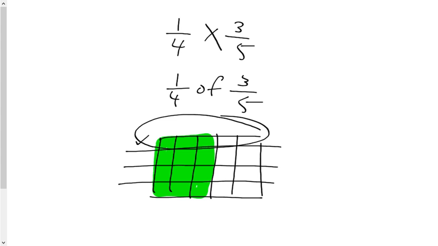So it used to be divided into 5 parts. Now it's divided into 20 parts, 3 of which I get to keep. So if you have 3/5 divided into quarters, a quarter of that would be 3/20.